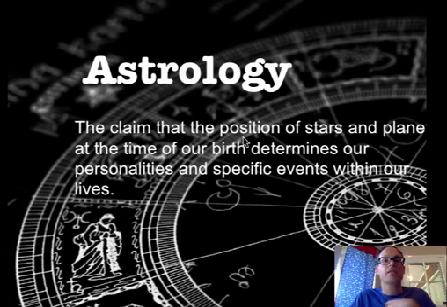Well, we're going to do so by considering astrology. That's what the book does, right? So it's going to help us understand how to think about sources, to understand astrology. So let's chat a little bit about astrology. Astrology is the claim that the position of the stars and the planets at the time of our birth determines our personalities and specific events within our lives.